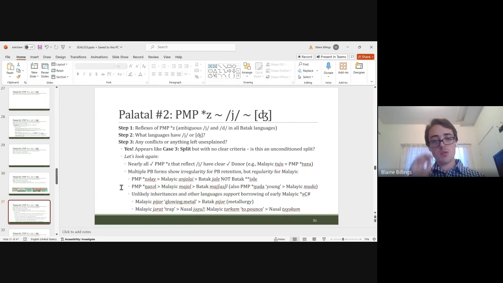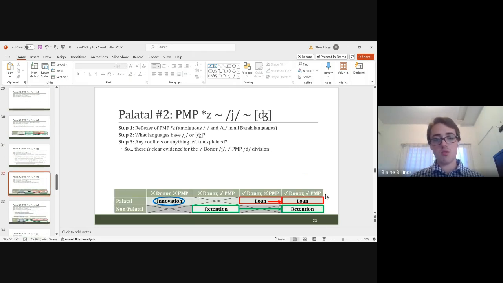And then we see this in a couple other lexical items, like the word for blunt, ngajal, becomes majal in Malaic. So you have an ang becoming an M, which we see also in the word for young. So this isn't all too strange, I guess, for Malaic. And you have a possible final schwa or A being taken in from Malaic. And that this schwa is possible as a loan from Malaic is clear from the fact that unlikely inheritances in other languages support borrowing of early Malaic close final schwa. And we can get to that in discussion if we want.